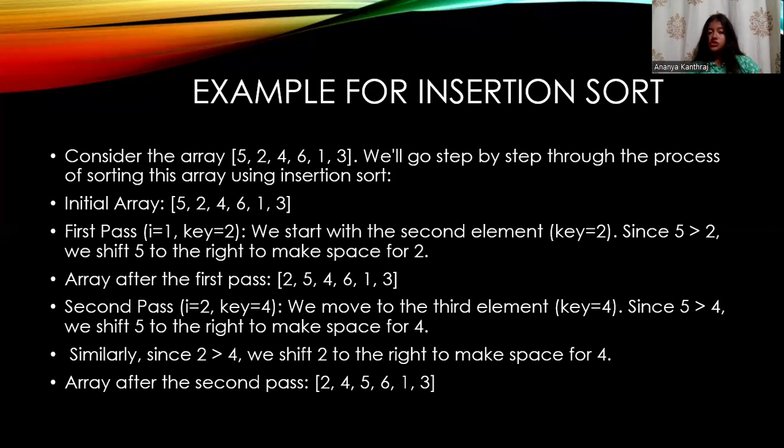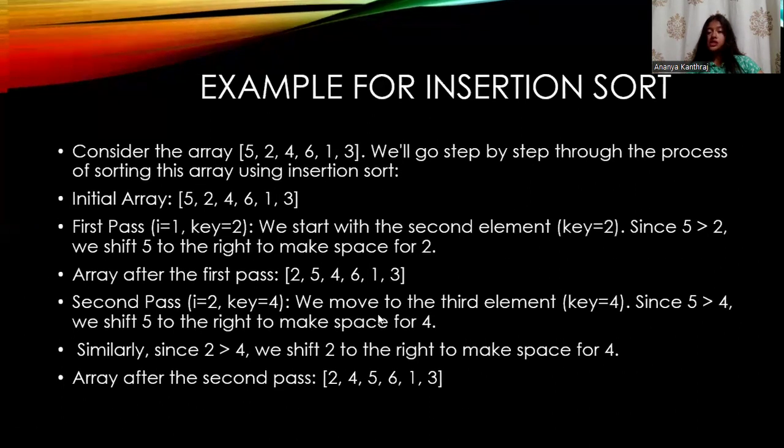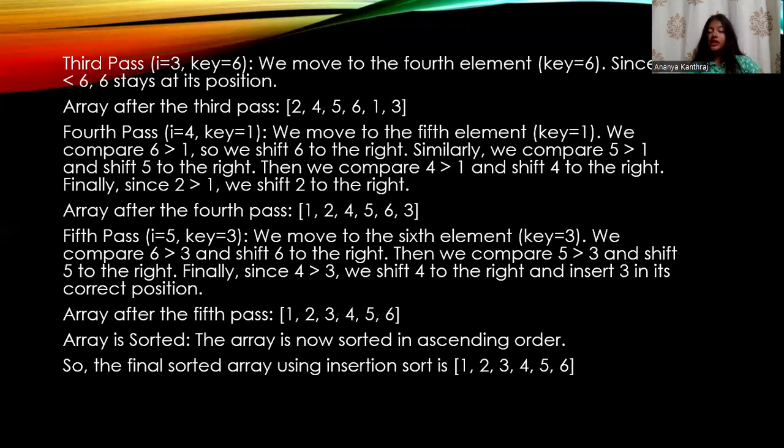Second pass: i is equal to 2 and key is equal to 4. We move to the third element. Since 5 is greater than 4, we shift 5 to the right to make space for 4. Similarly, since 2 is not greater than 4, 4 stays there. The array after the second pass is 2, 4, 5, 6, 1, and 3. The third pass: i is equal to 3, and the key is 6. We move to the fourth element. Since 5 is less than 6, 6 stays in the same position. The array after the third pass is 2, 4, 5, 6, 1, and 3.